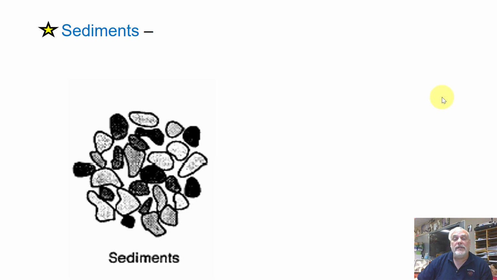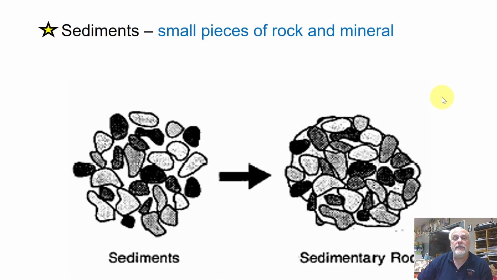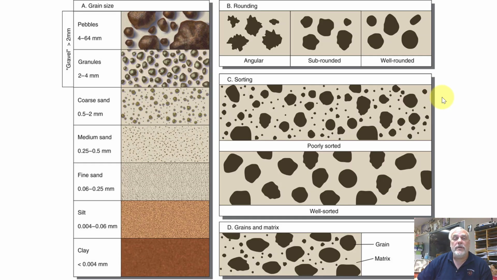For example, sediments. The term sediments means small pieces of rock and mineral. Sediments are named by how large they are. Here you see a chart going from a large size that would be considered pebbles down to the tiniest size, which would be clay. A good way to think of it is, if you can't see the sediments at all, even with a magnifying glass, go with clay.